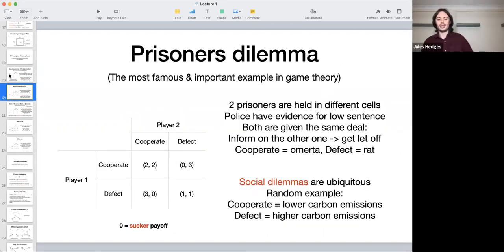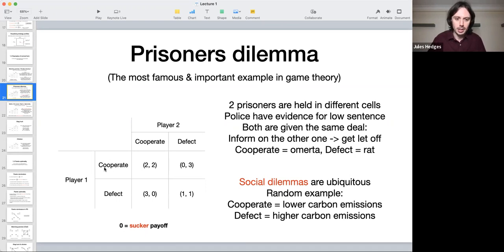Okay, so now we come to the most famous example in game theory, which is the prisoner's dilemma. So the story here is that the two players are prisoners who are being held in different cells, and the police question them and try to get each of them to inform against the other one. And depending on how much information the police get, they could get higher or lower prison sentences.